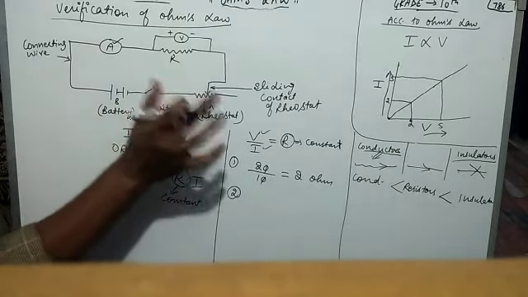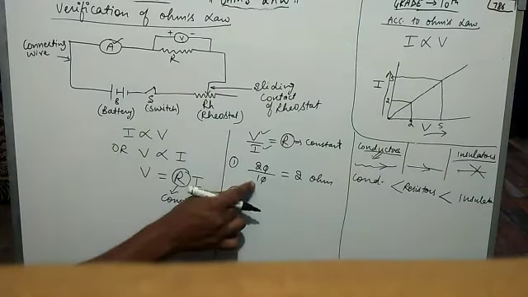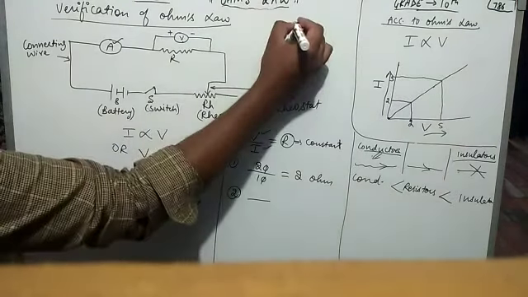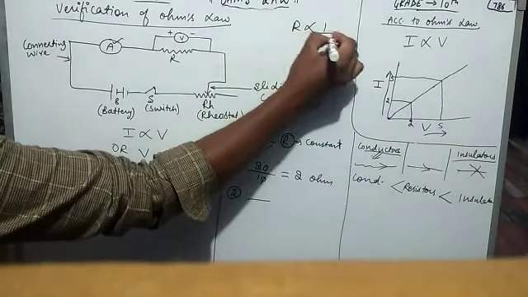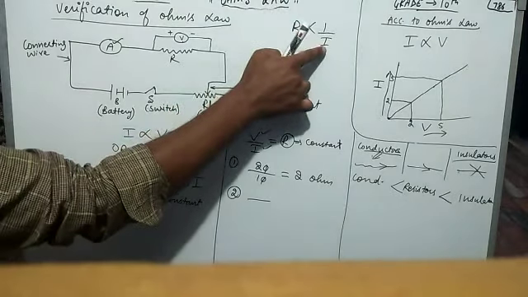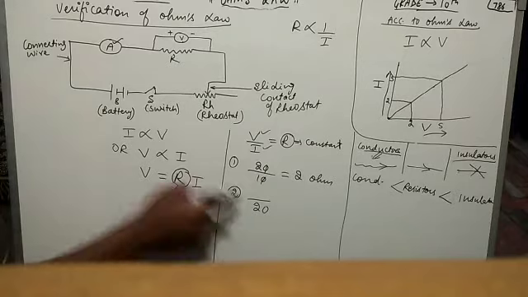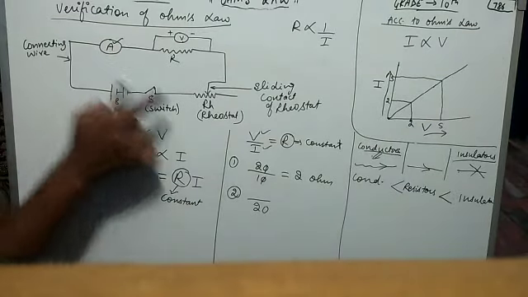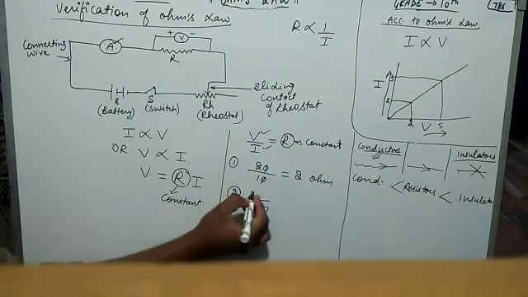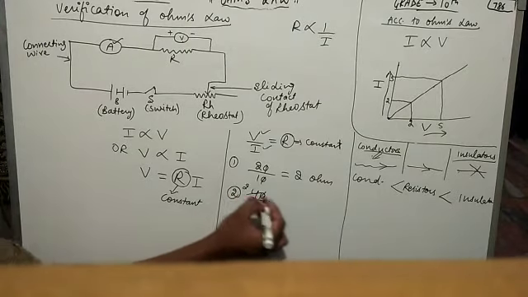Now for example, if I decreased the resistance, we know resistance is inversely proportional to current. If resistance is decreased, then current will increase. Let current be 20 now, because I have seen the reading from the ammeter. At the same time, when I checked the voltmeter, it was 40. Again, the ratio is 2 ohms.